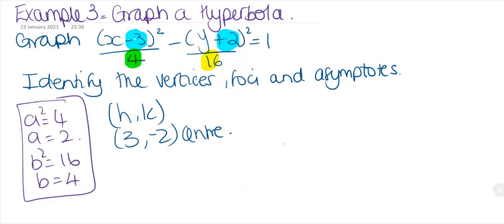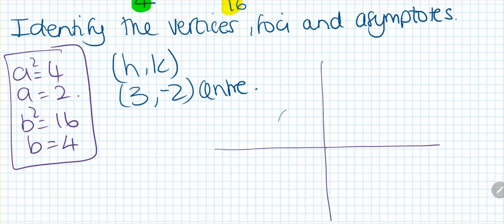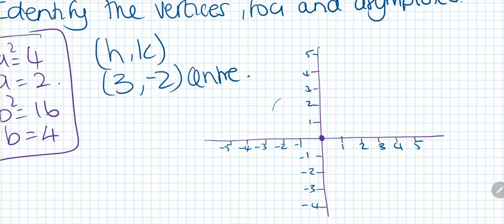So if we had our graph, this would have been 0, 0. So 1, 2, 3, 4, 5, and 1, 2, 3, 4, 5. So the center is at 3.